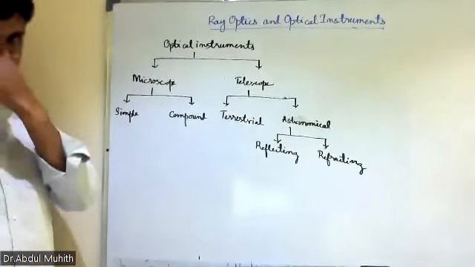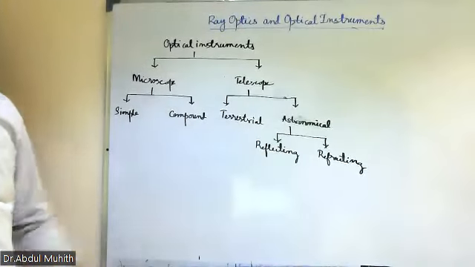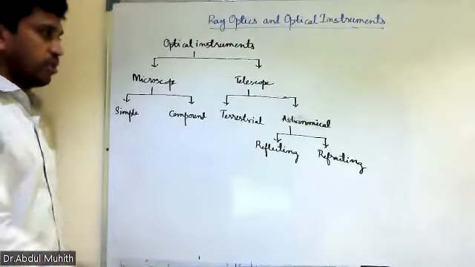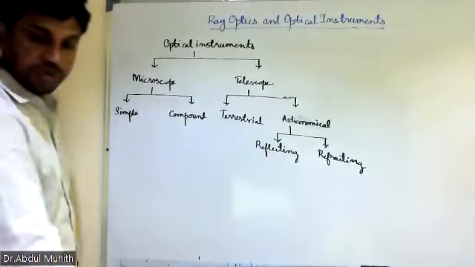So that is astronomical. We have reflecting and refracting. In reflecting we use mirrors, and in refracting we use lenses again. So in our syllabus we have one reflecting, one refracting, and the simple and compound microscopes. Four are there.